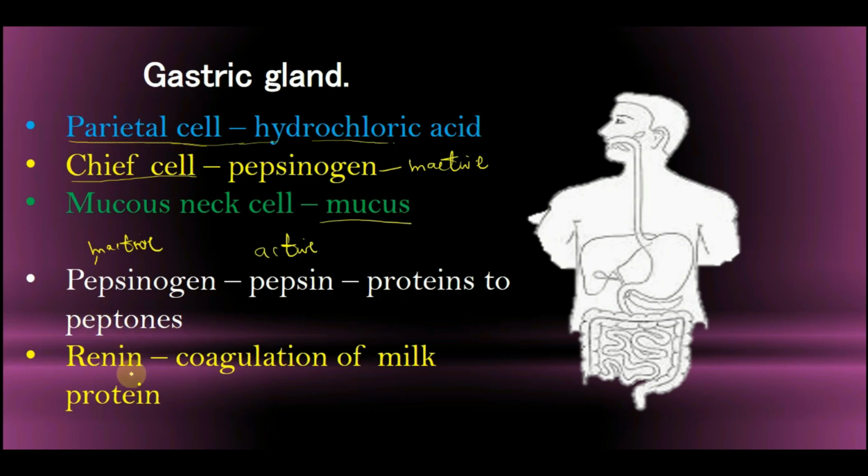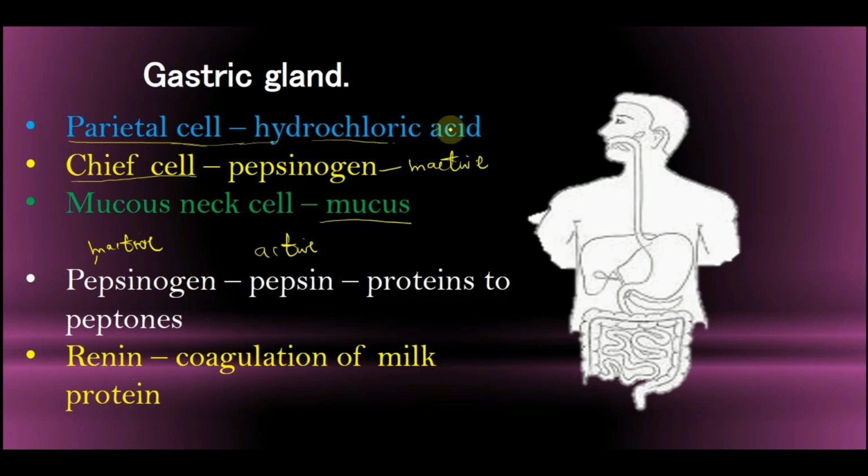Then in the stomach as well, there is another enzyme called renin, and this enzyme is responsible for the coagulation of milk protein. So these two facts are very important. Pepsinogen is inactive. On contact with hydrochloric acid, it is converted to pepsin that then converts proteins to peptone. Then the other enzyme in the stomach is called renin that is responsible for the coagulation of milk protein.